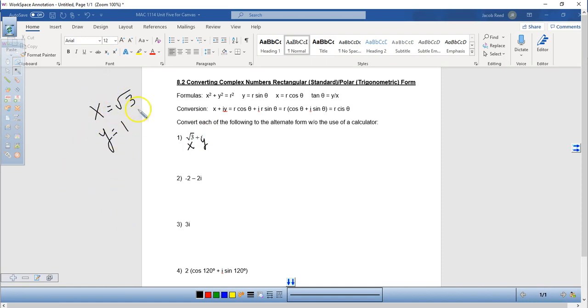Once I know this information, I can easily get r. So I have root 3 squared plus 1 squared equals r squared. Well, root 3 squared is 3, 1 squared is 1, equals r squared, 4 is r squared, so r is equal to 2.